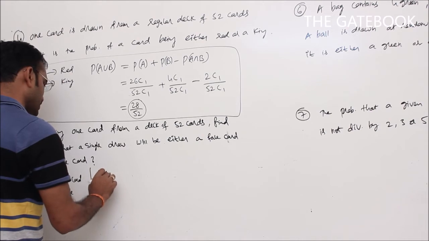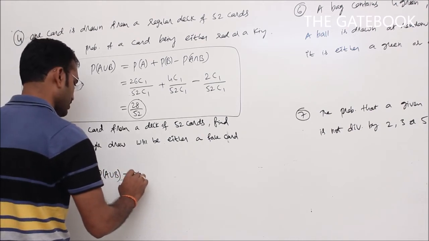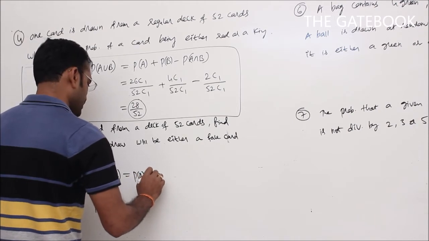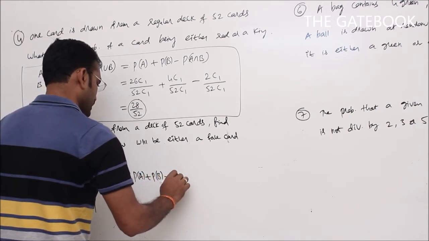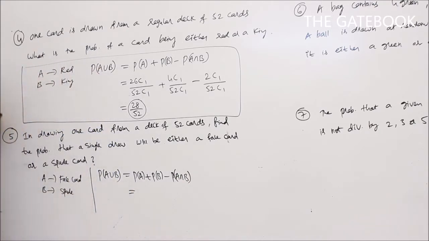Or means we will get union. P of A union B, using the addition theorem of probability, I can write P of A plus P of B minus P of A intersection B. So here P of A, probability of drawing a face card.